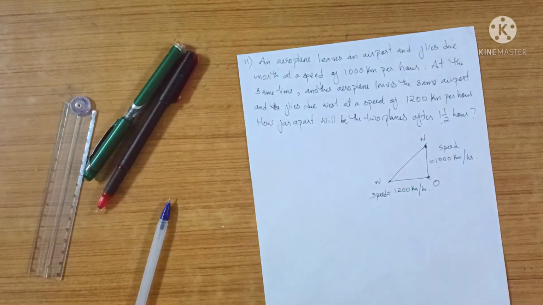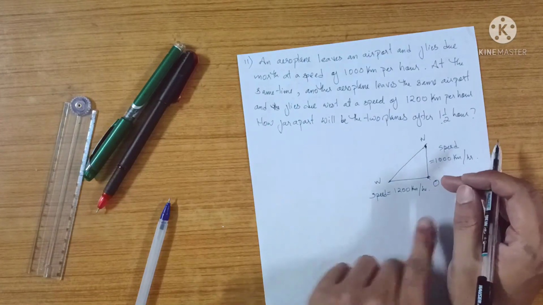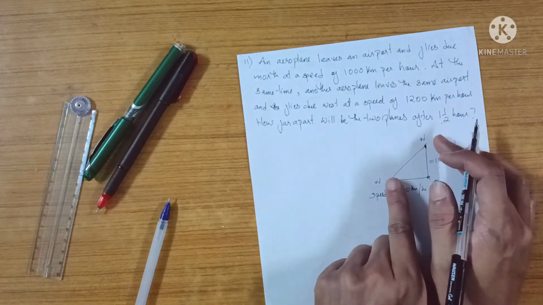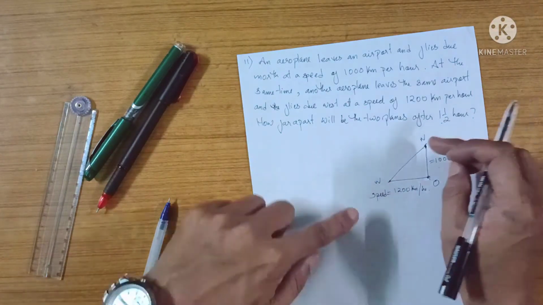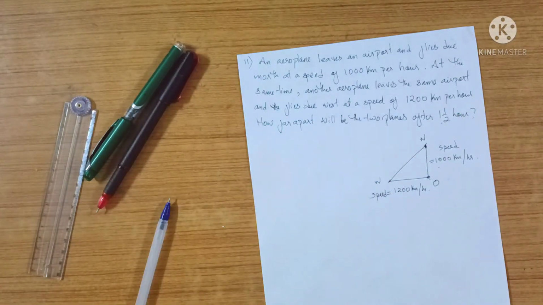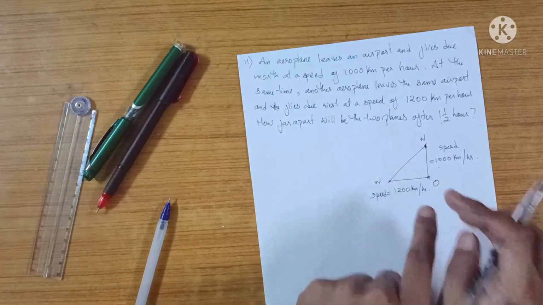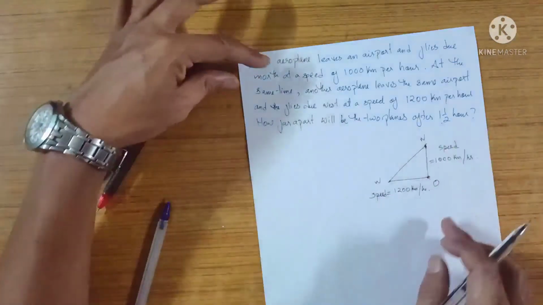So after 1.5 hours means these planes took off at the same time, okay, and then exactly after 1.5 hours they're asking us what is the distance between the two planes, right? So since they took off at the same time, they both took 1.5 hours, right?